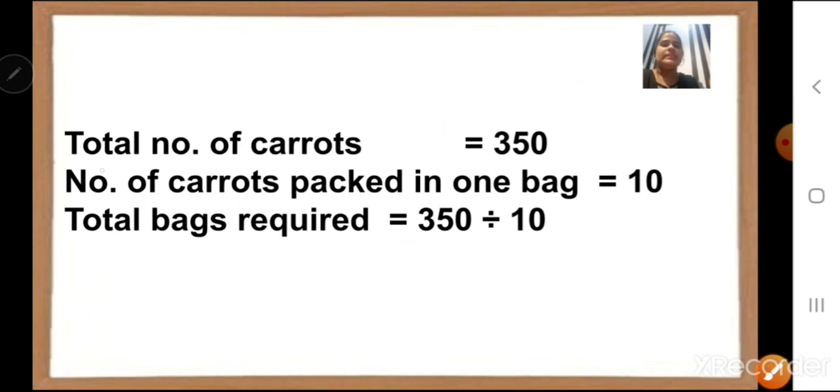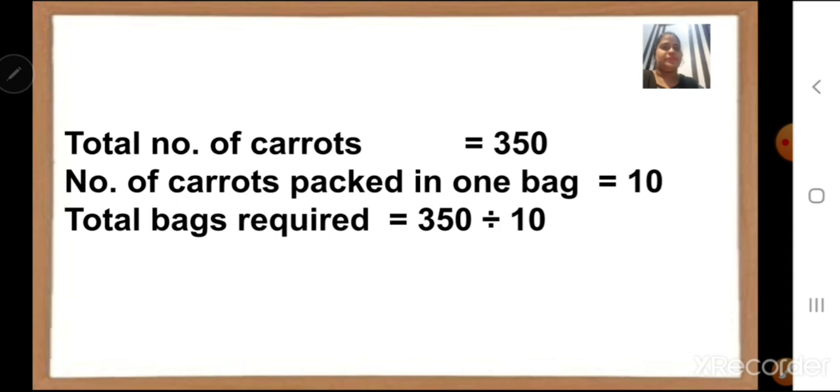See children, in this way we have to write the statements. Note down, children, in your notebook. Total number of carrots is equal to 350. Number of carrots packed in one bag is equal to 10. Total bags required is equal to 350 divided by 10.